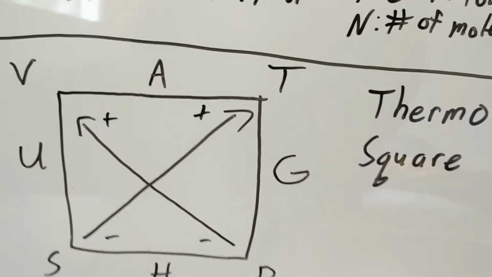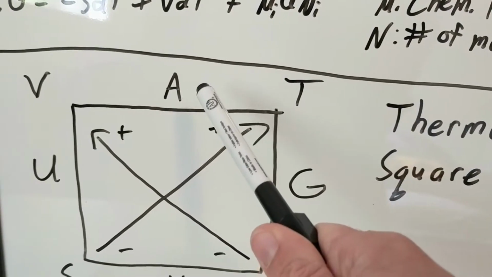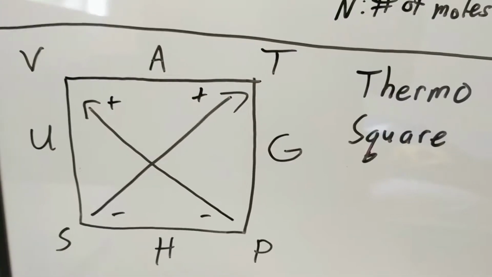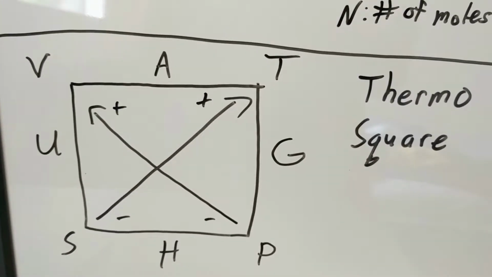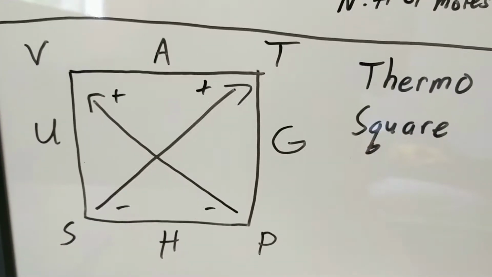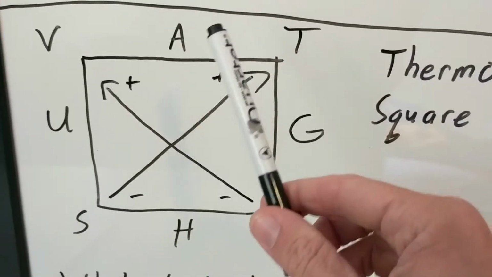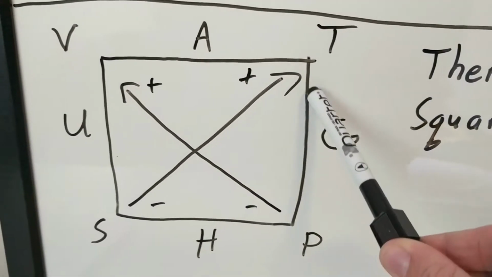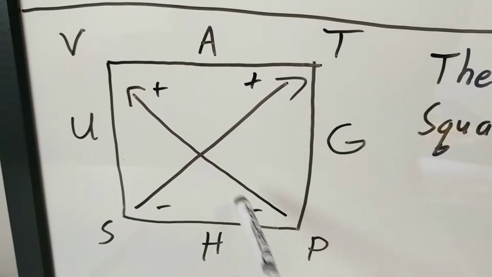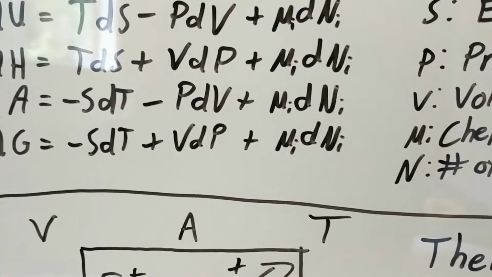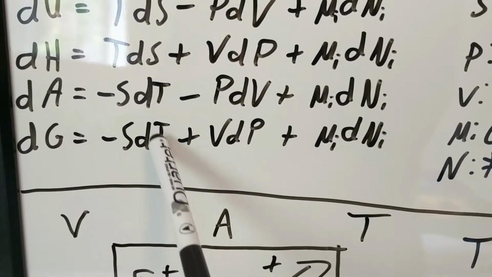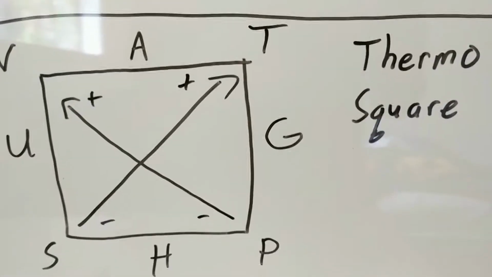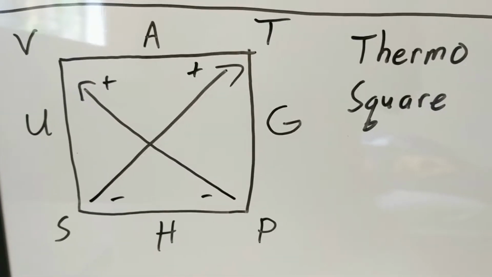I'll do another one for you. We'll look at the Helmholtz free energy, A. And this is actually why I use A instead of F, just so I can remember vat ugg ship, because vift ugg ship doesn't sound quite as good. So we have A. According to the thermosquare, it should be minus S dT minus P dV. Sure enough, minus S dT minus P dV. So yeah, it looks like the thermosquare covers everything we need it to.